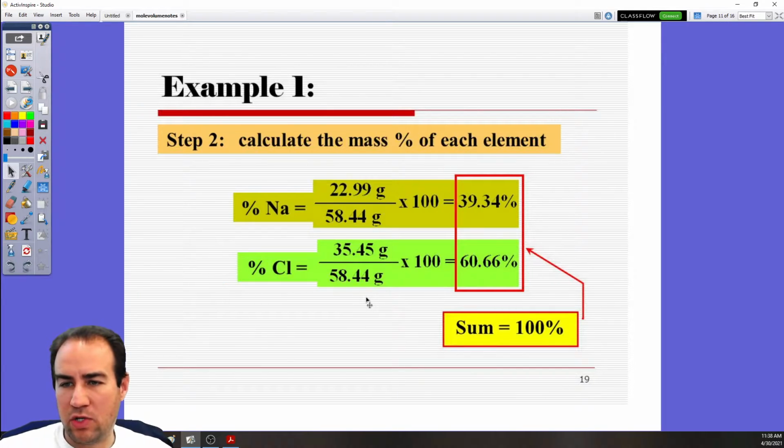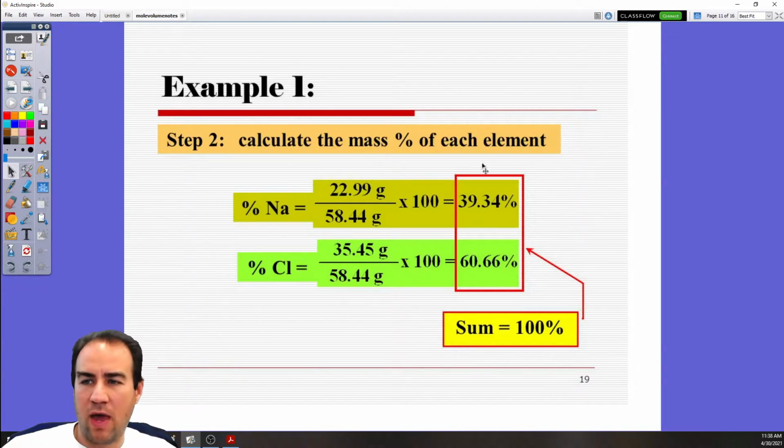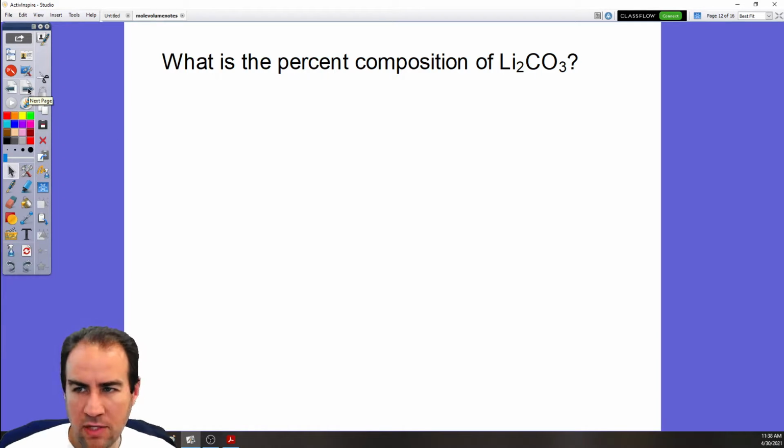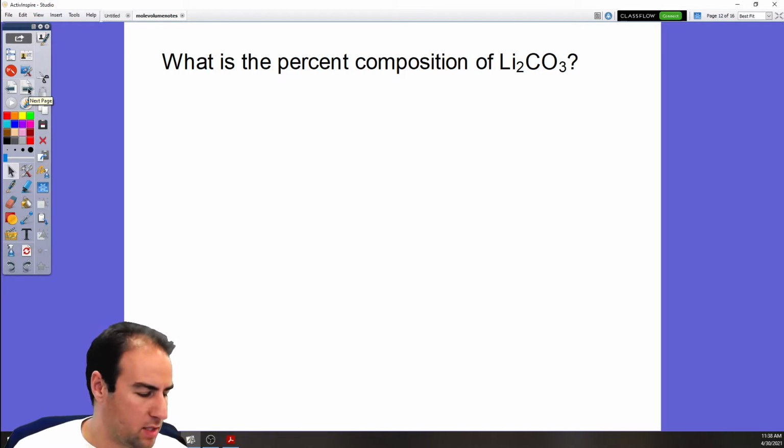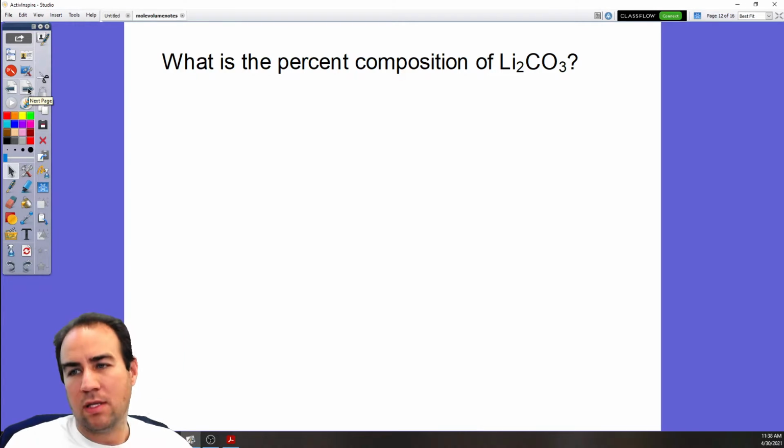An easy way to check if you did it correctly is to add up all your percentages. It should come up to close to 100%, if not exactly 100%. I think we should go through one more example here. We've got lithium carbonate, and let's do this one together.